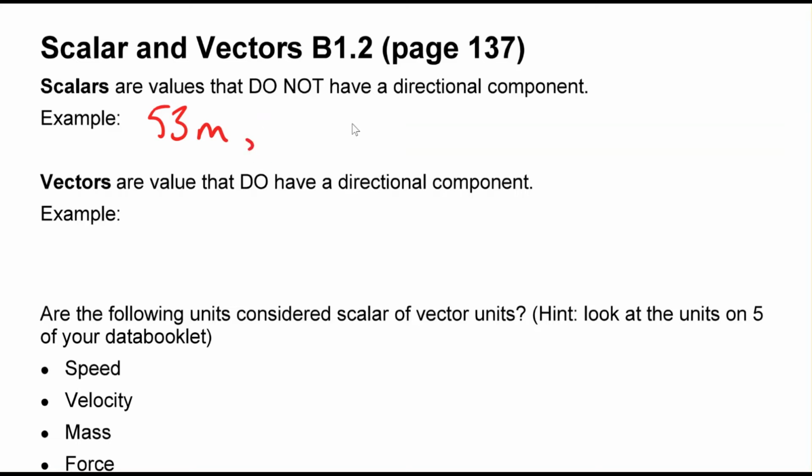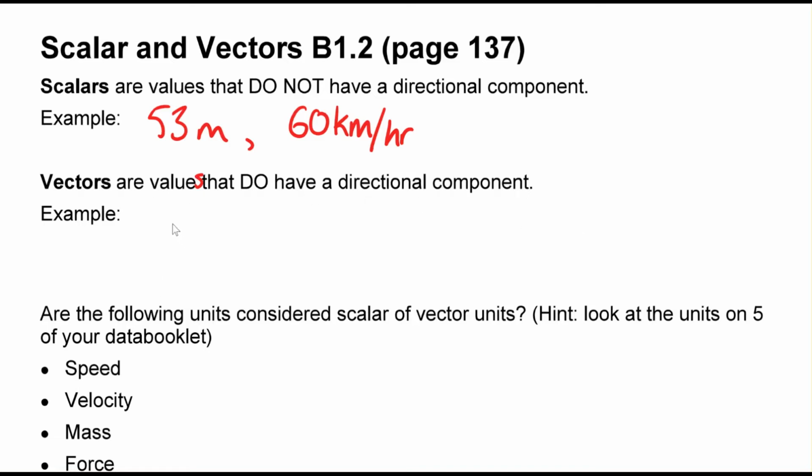Or that's like saying, when I was driving down the highway, I was going a speed of 60 kilometers per hour. Hopefully you notice that they've got values attached to them, numbers, like 53 meters or 60 kilometers an hour, but they don't have a directional component. So that's what a vector is. Vectors are values that do have a directional component.